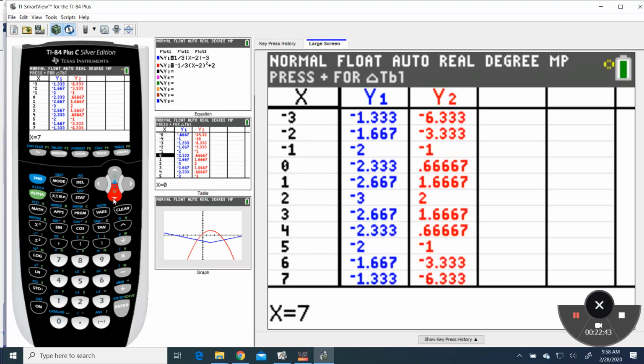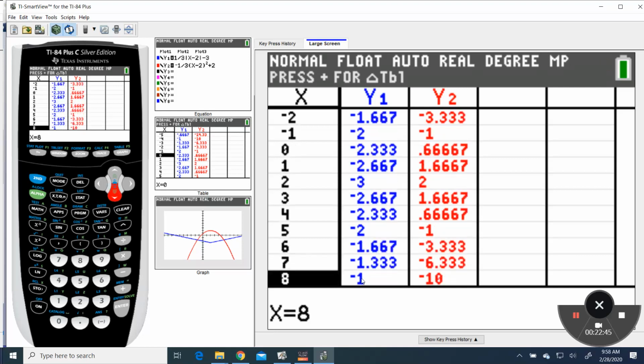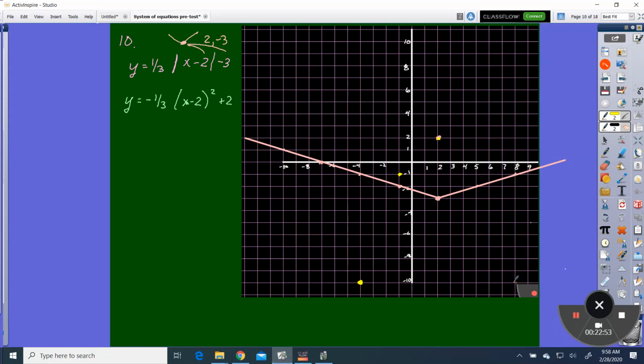8's negative 10, 5's negative 1. So come over here to 8, it's negative 10. At 5, it's negative 1. This looks like a parabola.